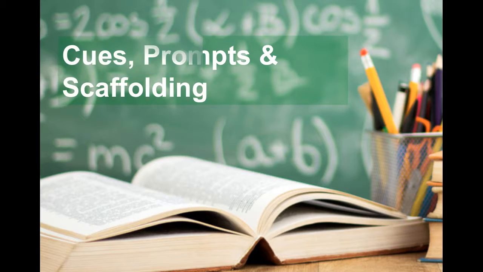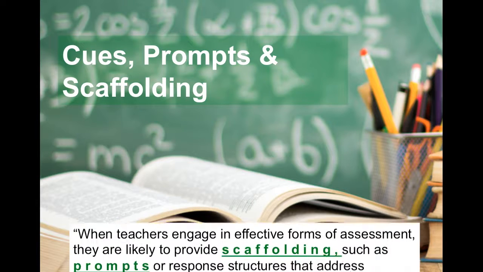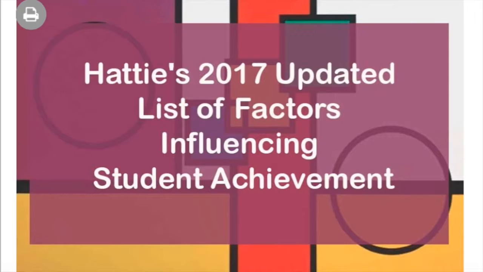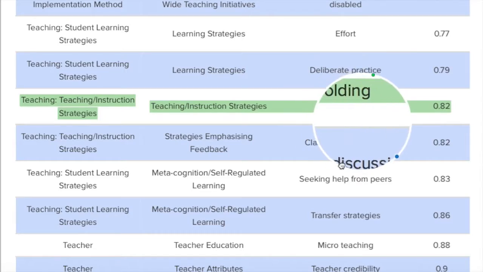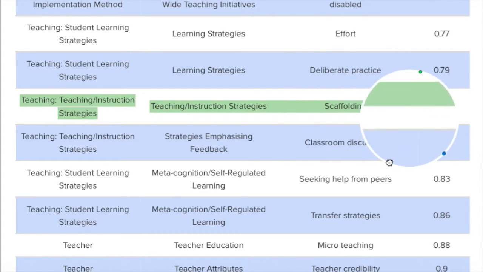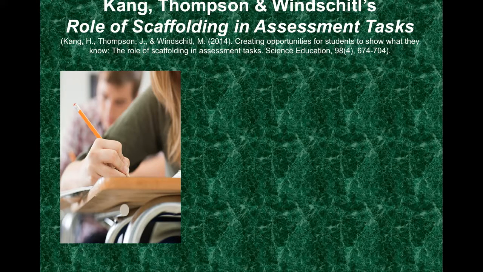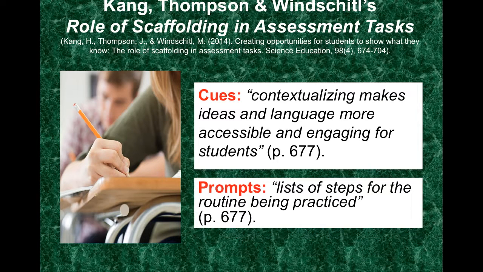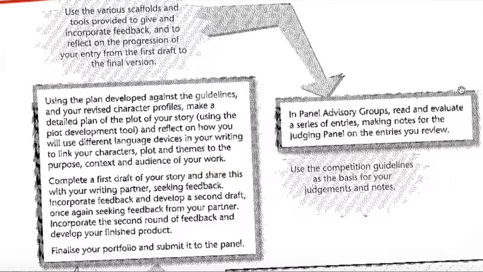The second refinement relates to scaffolding, including cues and prompts, that help students engage in effective forms of assessment. On John Hattie's 2017 list of factors influencing student achievement, scaffolding ranks 0.82 on the effect list. This technique, elaborated on by Kang et al., explained that cues contextualize ideas and make language more accessible for students, and that prompts are the list of steps for the routine being practiced.